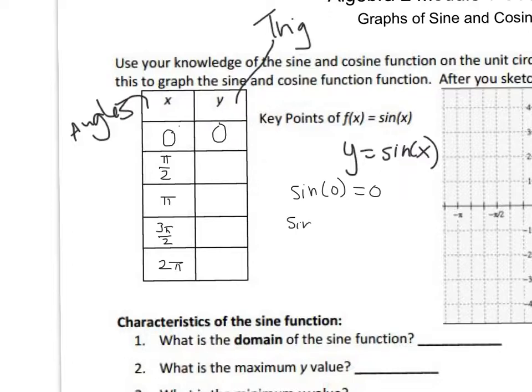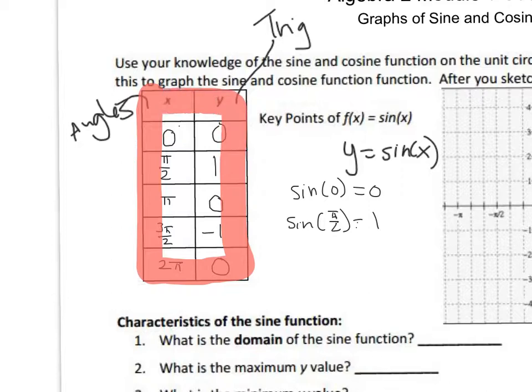I look for what the sine of pi over 2 is, so I go to pi over 2 on the unit circle, and I know the sine is 1. I continue this: the sine of pi is 0, the sine of 3 pi over 2 is negative 1, and the sine of 2 pi is back at 0. These are what we call key points, and we use these points out of all the points we could use because the y values are all really nice. They're 0, 1, and negative 1.